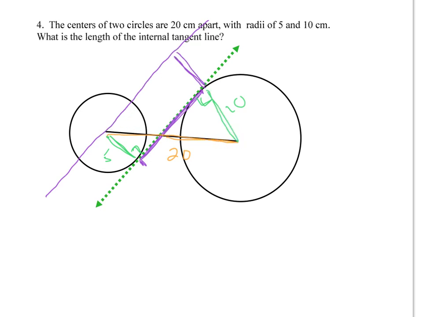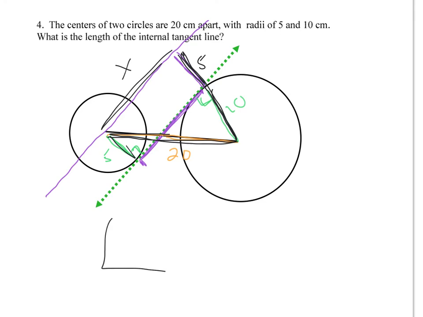Okay, let's fill in some values. Well, if this length is 10 and this length is 5, because this length is 5, that means that this length is 15. This length right here is actually the hypotenuse of my right triangle. And this length right here, I can call x. So I have a right triangle that looks like this.